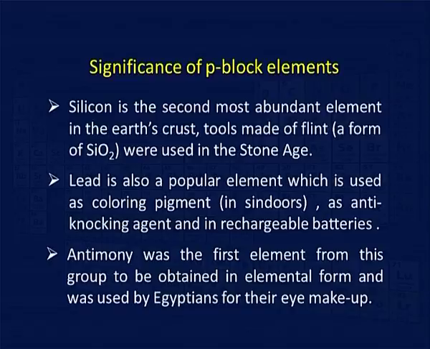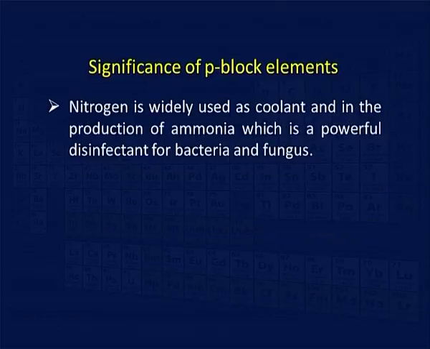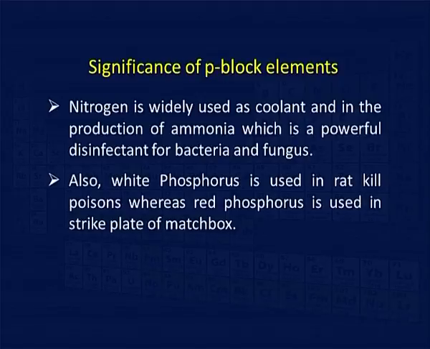Antimony was the first element from this group to be obtained in elemental form and was used by Egyptians for their eye makeup. Nitrogen is widely used as a coolant and in the production of ammonia, which is a powerful disinfectant for bacteria and fungus. Also, white phosphorus is used. White phosphorus is one of the allotropes. It is used in rat poison, whereas red phosphorus is used in the strike plate of matchboxes.